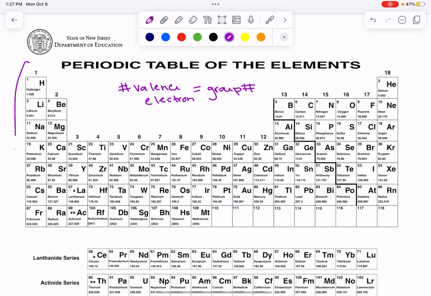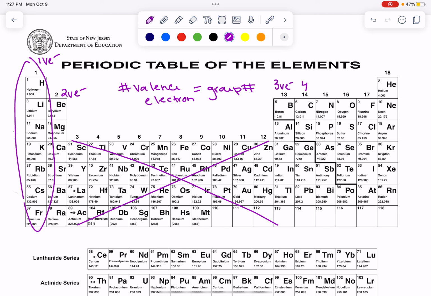So, for example, everything in this group will have one valence electron. Here we'll have two valence electrons. And now, because we're only looking at the main group, we're going to skip this whole transition metal area and go over here to boron. This has 3 valence electrons. This has 4. This has 5. This has 6, 7, and 8. Okay?